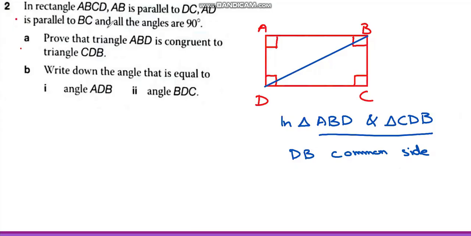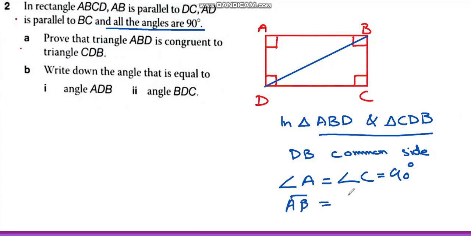From the given statement, it says that all angles are 90 degrees. So we can also write that angle A and angle C are equal to 90 degrees. Means in both triangles, we have proved that these two angles are 90 degrees, which means these are two right angles. Now, from the given statement, we already know that the shape is a rectangle, which means the opposite sides have the same length. So we can also write that the side AB is equal to the side DC because of the opposite sides of the rectangle.